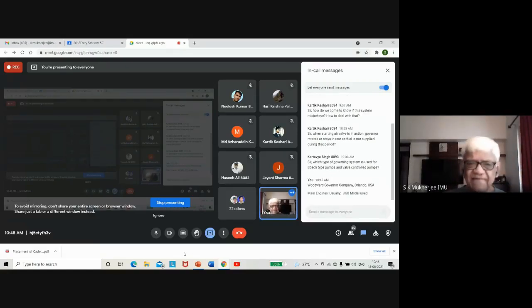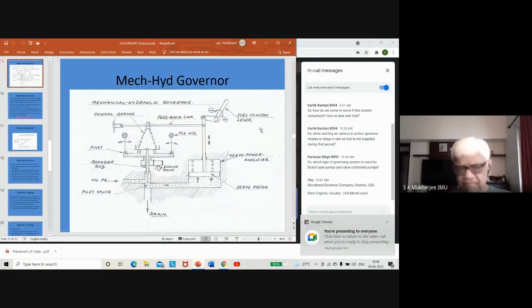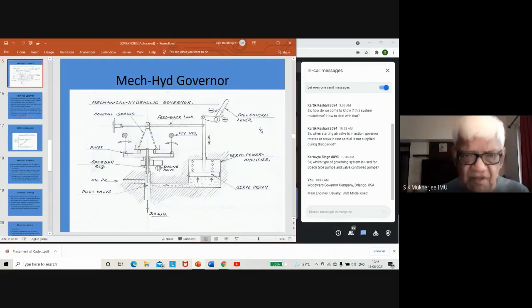Auxiliary engines have n number of models. There are so many models, maybe 100 of them. Each model has its own characteristic, and accordingly, the engine manufacturer will choose the governor for his company. Whether he is having Bosch pumps or Lorange pumps or any other pump, ultimately, it is controlling the fuel pumps. So the governor is the same.